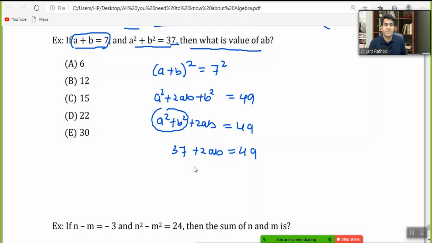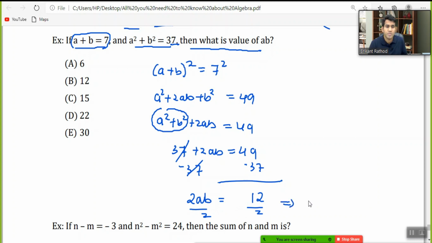So subtract 37 from both sides, arranging the like terms. So what are we going to get here? This gets cancelled out. So 2ab is equivalent to 49 minus 37, 9 minus 7 is 2, and 4 minus 3 is 1. So we get 2ab equals 12. So divide by 2, that gives me the value of ab as 6. So that is a times b is equal to 6. That is answer choice A, which is correct as per the question they are asking us.